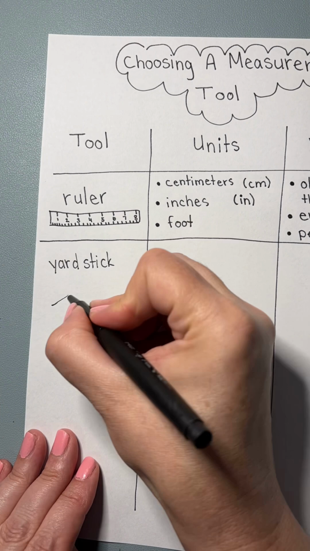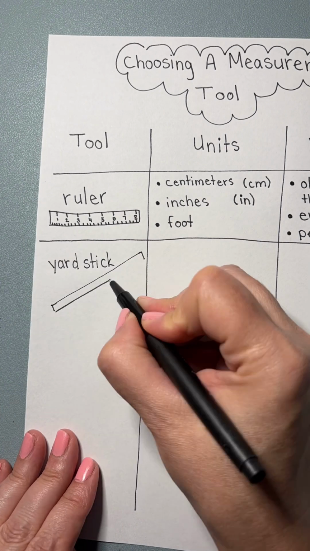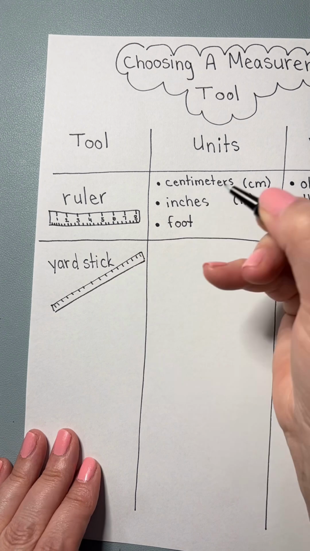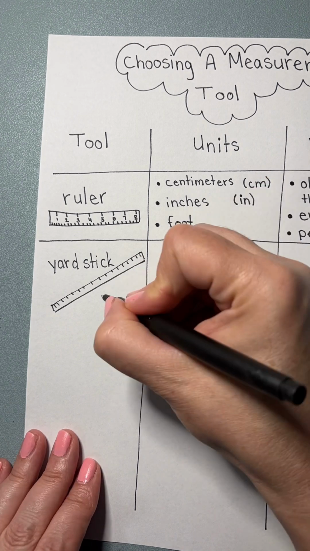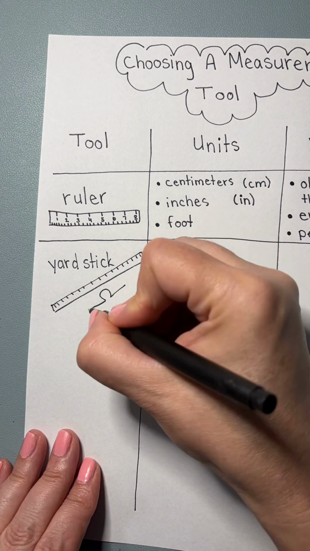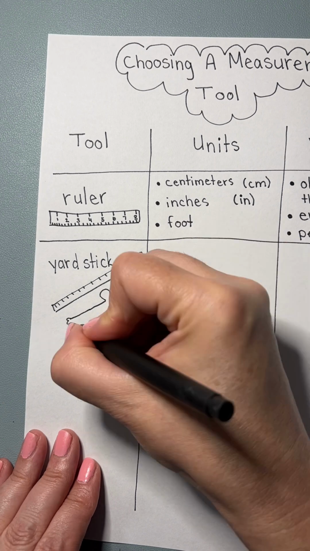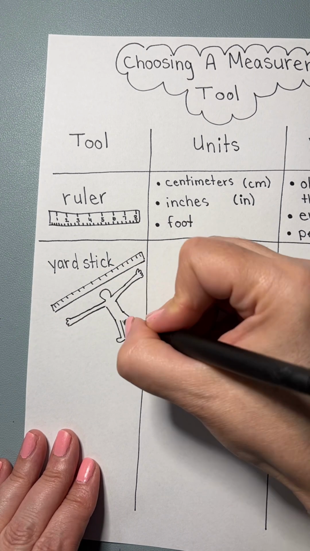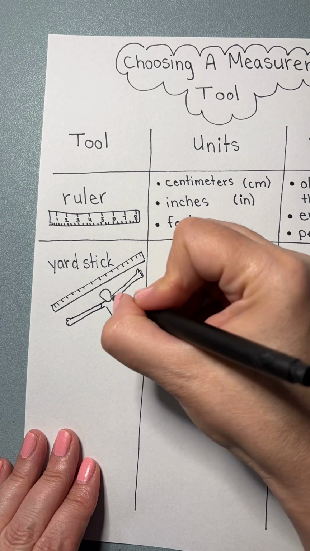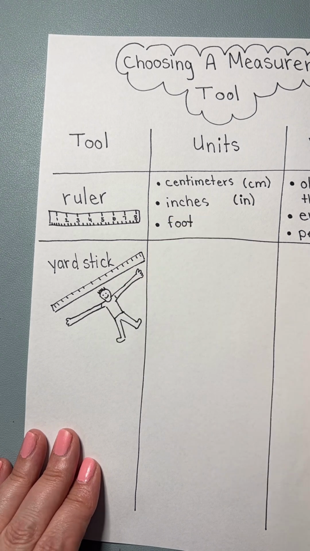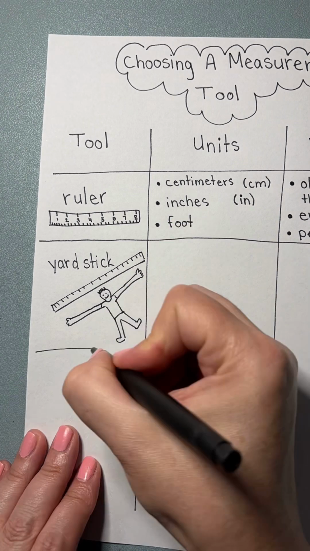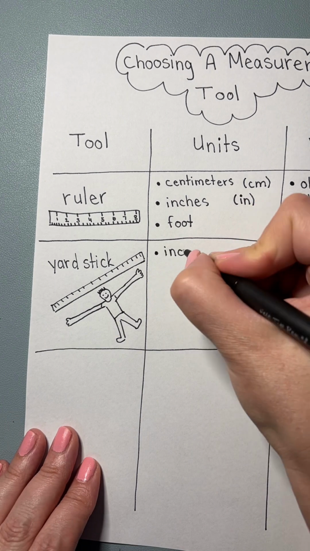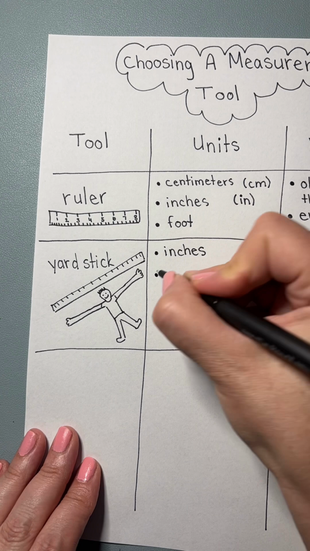Next, we have the yardstick. A yardstick is much longer than a ruler. So just kind of do your best. I'm drawing kind of like a little person with their arms stretched out, so you can see that a yardstick is much longer than the 12-inch ruler. In fact, the 12-inch ruler fits into a yardstick 3 times.